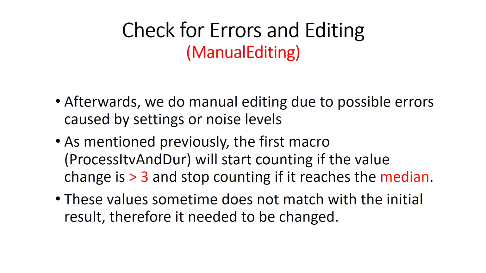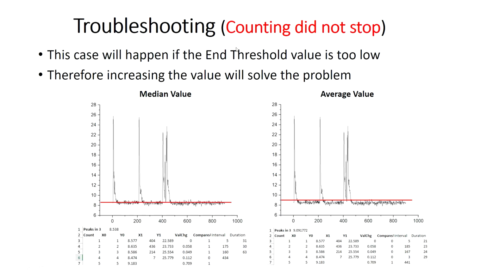So as mentioned previously, the first macro will start counting if the value change is higher than 3, which is the start threshold, and stop counting if it reaches the median or the end threshold. And this value sometimes does not match the initial result, therefore it needs to be changed. Here we put several troubleshooting steps for manual editing.